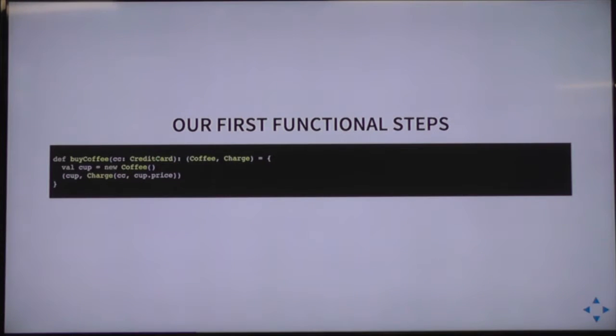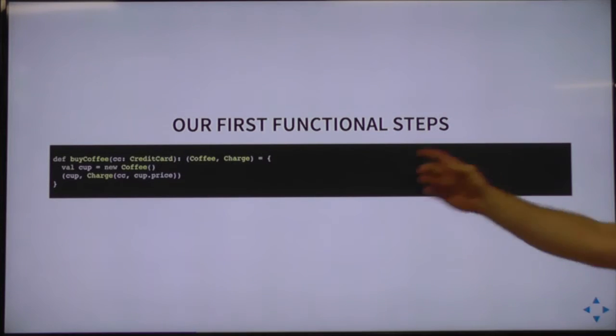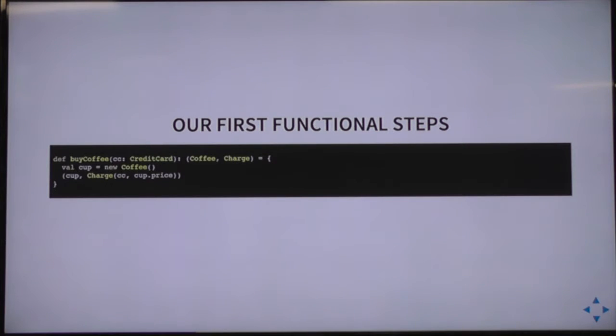So let's do our first functional programming step. So we'll change our buy coffee. So instead of actually doing the side effect of charging the credit card, it's going to return two things. It's going to return the coffee that we made and some kind of description of a charge that needs to happen.